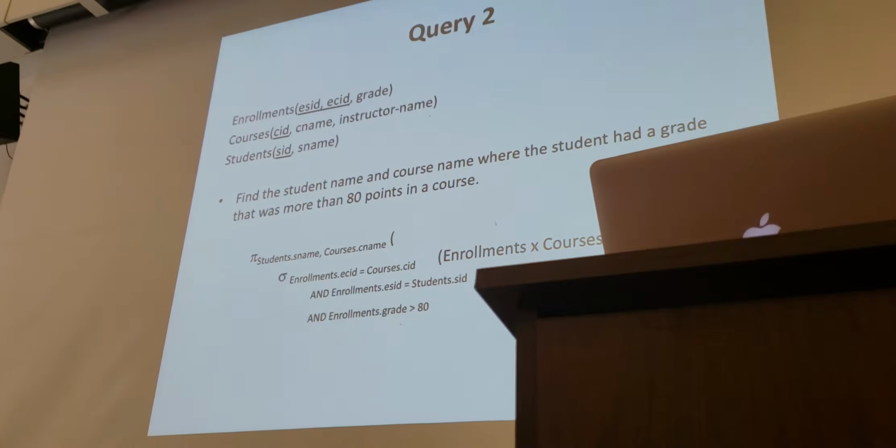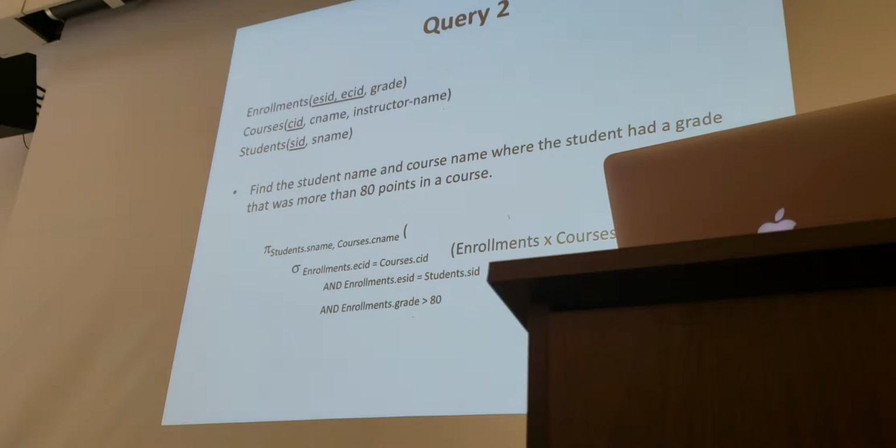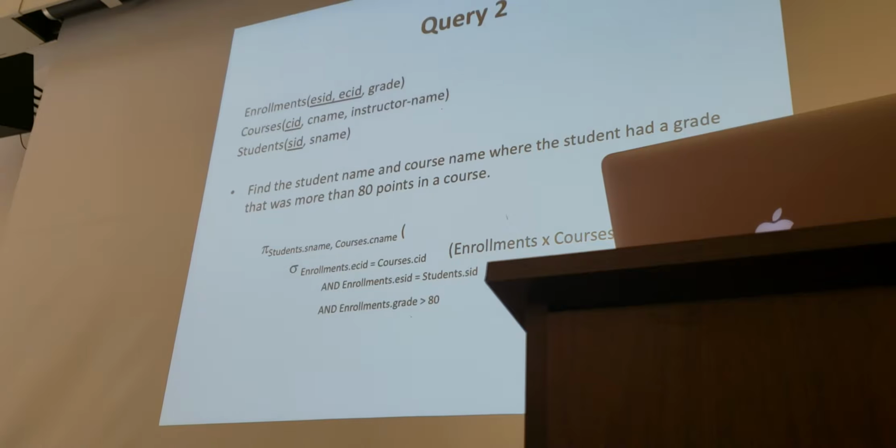Again, X is prime. So I've done the sigma, but I only want the student name and the course name. So I can do a pi, and that projects out only the 2 attributes that I'm looking for. Everybody see if this does what the English says? Any questions?